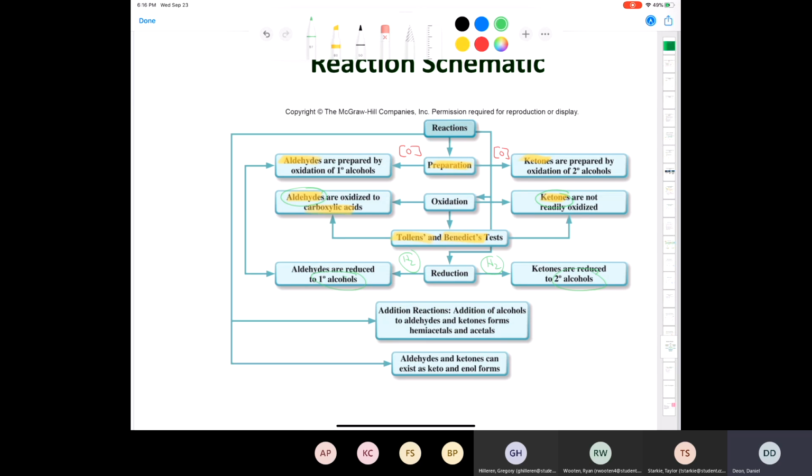And then lastly, what we looked at tonight was these two sections here. First, the addition reaction, the addition of an alcohol to an aldehyde or a ketone to form a hemiacetal, and then an acetal. And I should even put here plus water when you make an acetal. And then finally, aldehydes and ketones can exist as keto and enol forms. We didn't look at any reactions to do with keto or enol forms. You just have to be able to identify what's a keto form and what's an enol form.